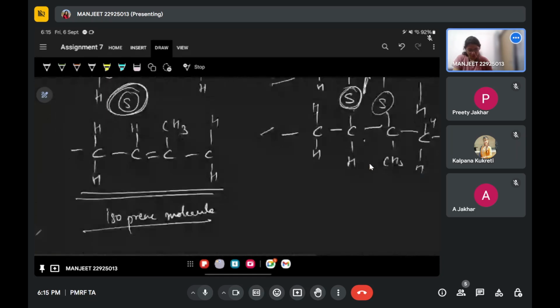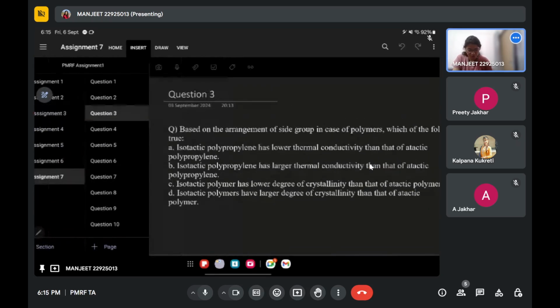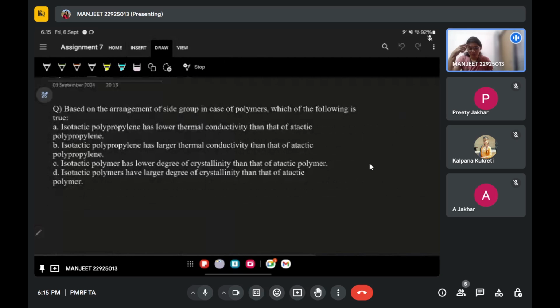Okay, then let's move to question number 3. What is asked in question number 3 is, based on the arrangement of the side group in the polymers, which of the following is true? So according to how the side group is arranged in the polymer, which of the following is it?